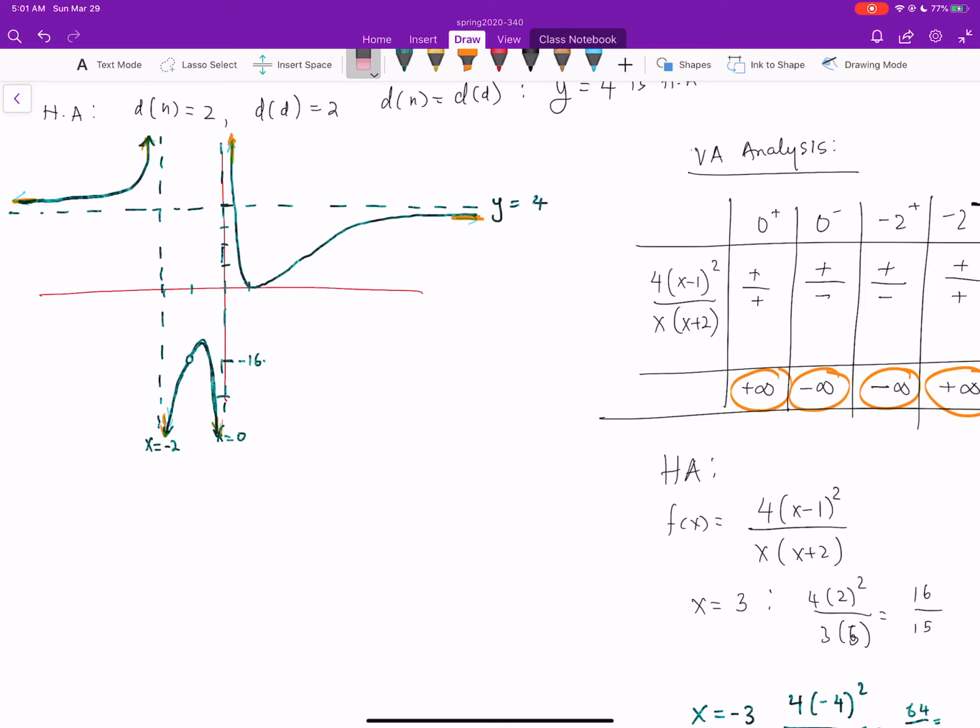So then we have everything we need to sketch. We also need to locate our hole, which is at 1, 16. And so it has to pass through that. When you connect all the dots, this is what you end up getting.